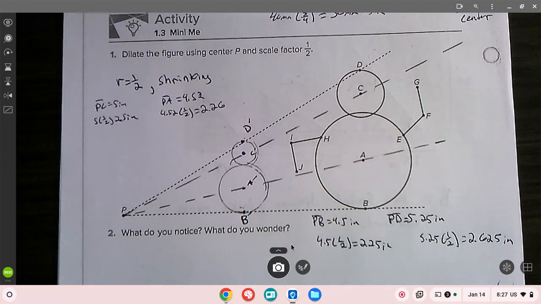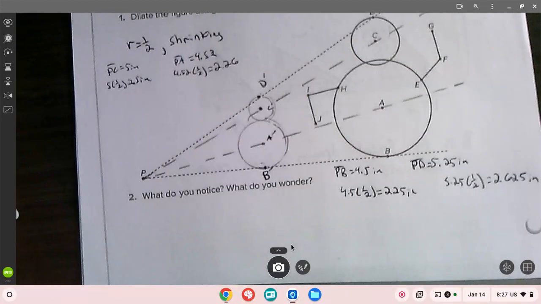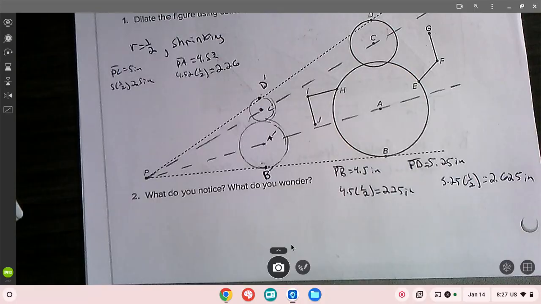So we have successfully dilated the body of the snowman by a scale factor of 1/2 using P as the center. Okay, so let's go ahead and answer our question at the bottom. What do you notice? What do you wonder?